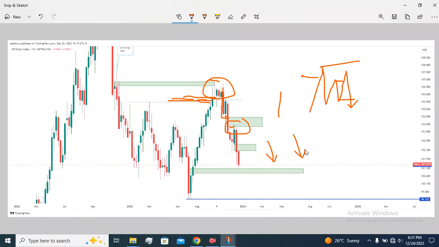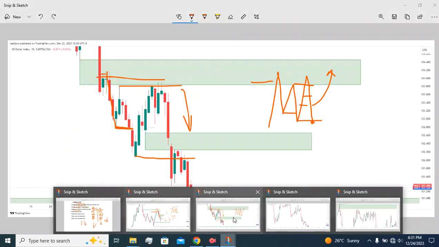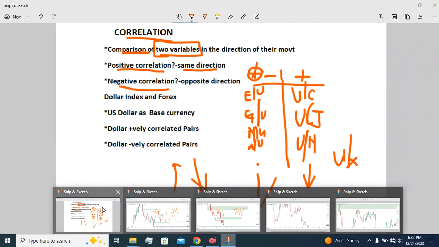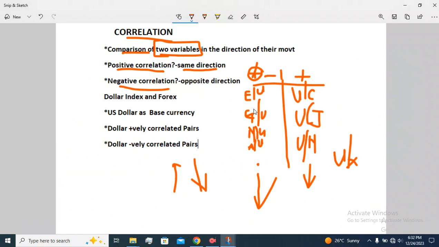are also bearish. Now, when this dollar index is moving downwards, then it means the negatively correlated currencies like EUR/USD, GBP/USD, NZD/USD are moving up. They are moving in the opposite direction. So the dollar index is mostly used to bring some clarity for these pairs.